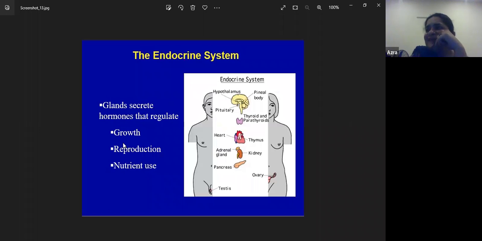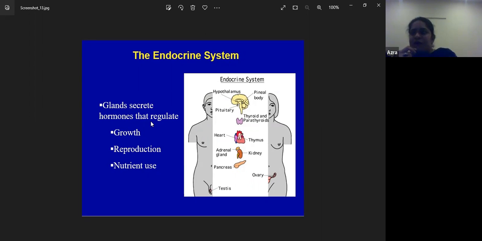Now next is the endocrine system. What is the endocrine system? This is a male and this is a female. So in the male, the endocrine system is the glands that secrete hormones. What is the endocrine system? It is the system in which the glands are activated. Glands secrete hormones. And which types of hormones?